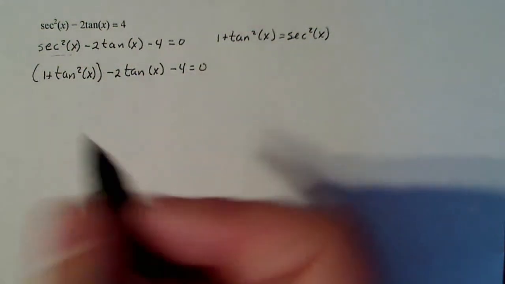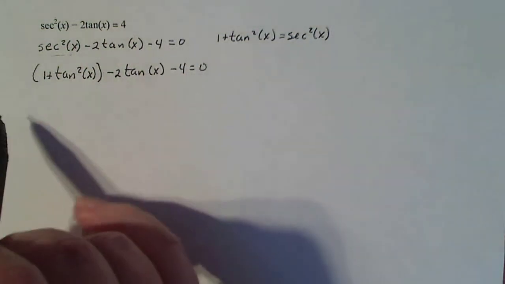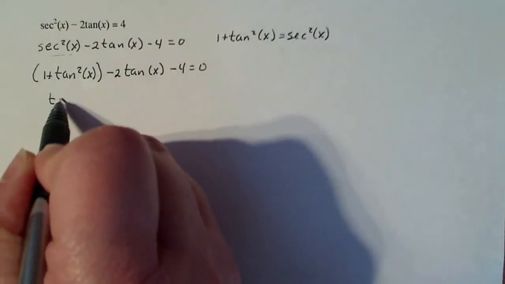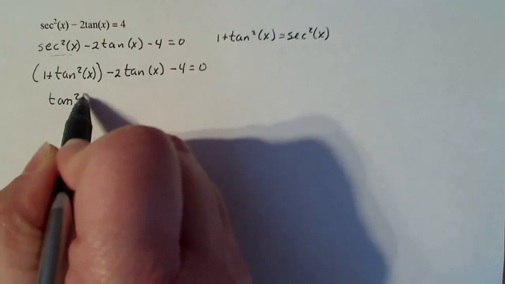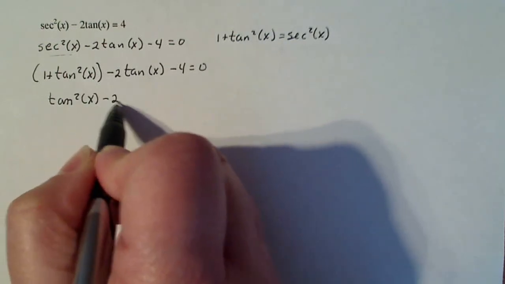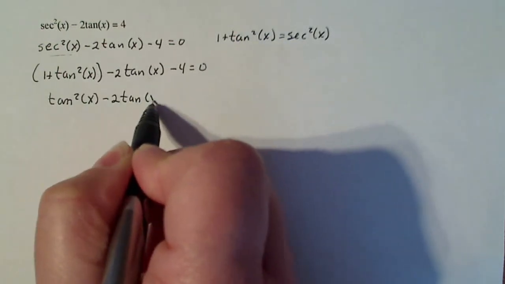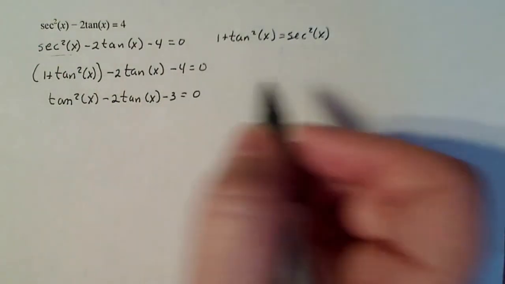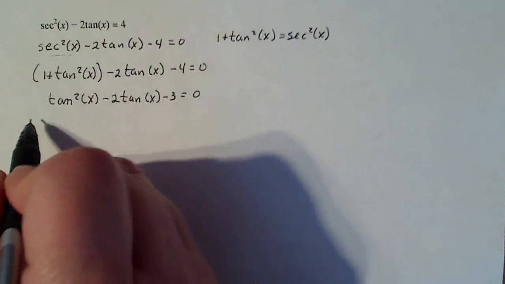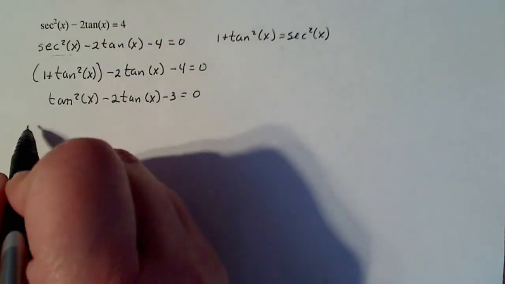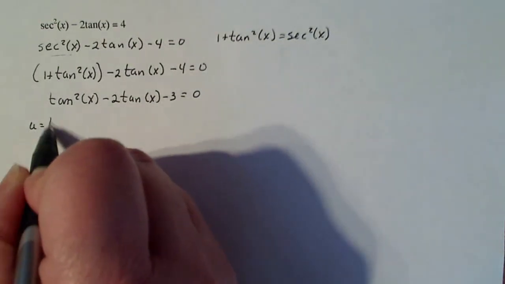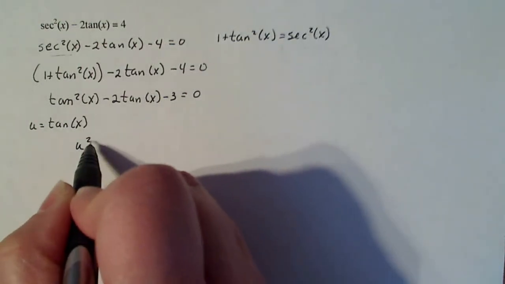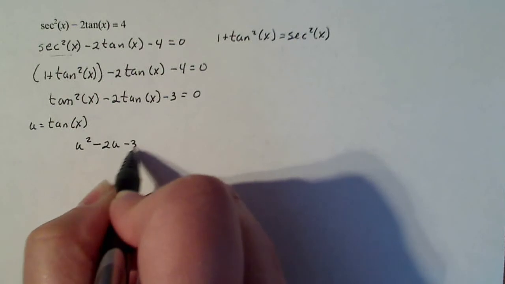Next, I'm going to combine like terms. The only terms that are quote-unquote like are 1 and negative 4. So I will have tangent squared x minus 2 tangent x, and I'm going to add 1 and negative 4, which gives me negative 3. Now here, because I have a quadratic and I don't want to go crazy, I'm going to let u equal tangent x. And then it will look really nice: u squared minus 2u minus 3 equals 0.